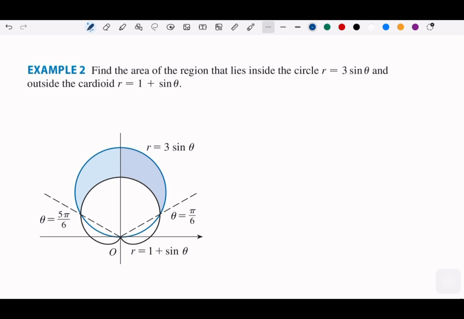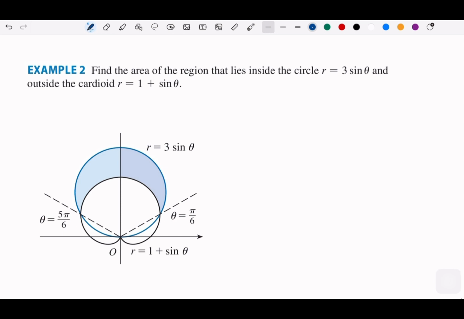It has this intersection here, which usually you can find by solving the polar equation, and then you get the theta. And the question is asking for the region inside the circle but outside the cardioid. So outside the cardioid, inside the circle, this blue. So we find the area of the circle minus the cardioid area.